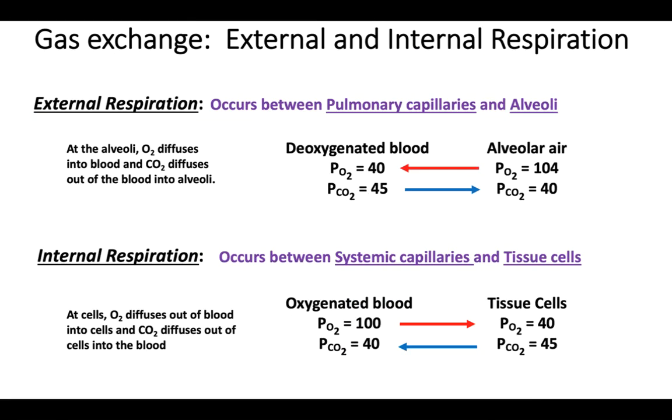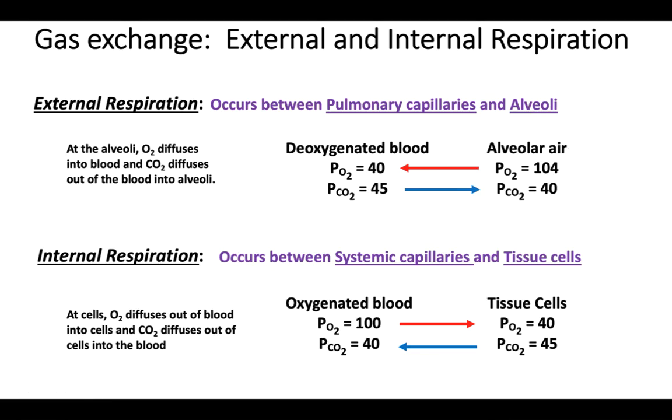All right, what's next? This is kind of an extension of the previous slide. So this is nothing new, okay? What I tried to do is just kind of get rid of all the fanciness of the previous slide and just focus in on external respiration again and then internal respiration. So I'll remind you what external respiration is. It's when oxygen diffuses into the blood, carbon dioxide diffuses out of the blood into the alveoli. And these were the numbers we looked at, okay? This is deoxygenated blood. This is the air in the lungs.